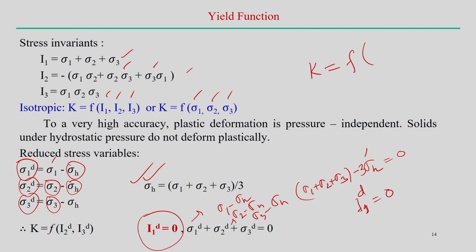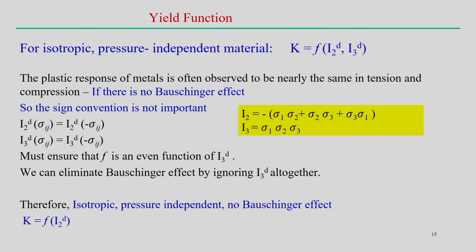We can say that for this functional form, K, for an isotropic material, if we assume that plastic deformation is independent of the hydrostatic stress, then K can be represented as a function of the two other deviatoric stress invariants, I2D and I3D. So, for an isotropic, pressure independent material, K is equal to a function of I2D and I3D.